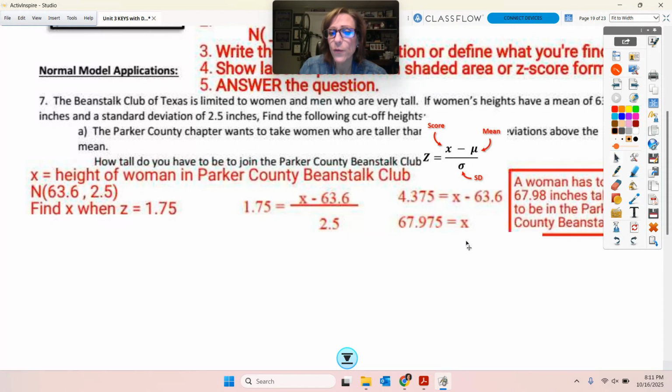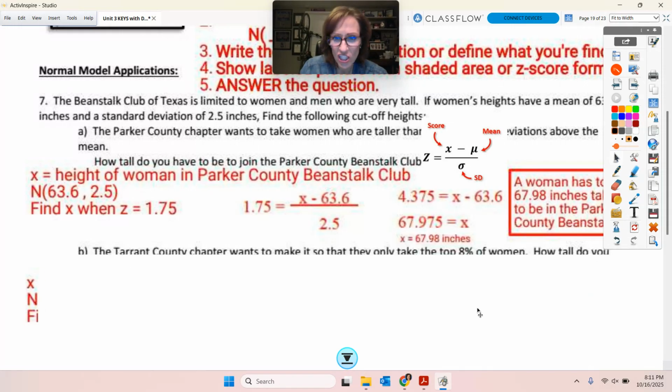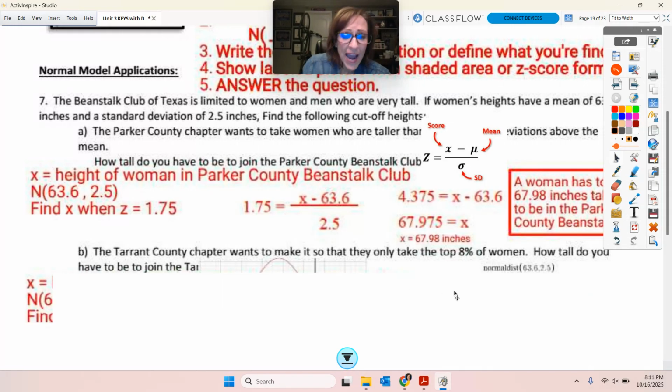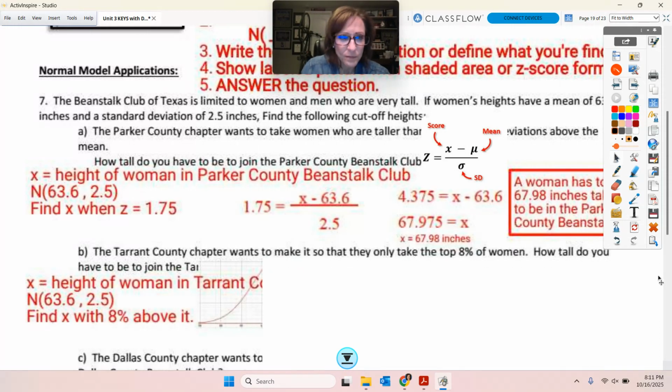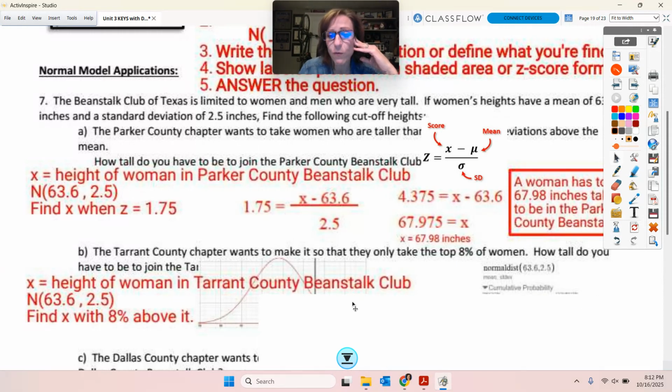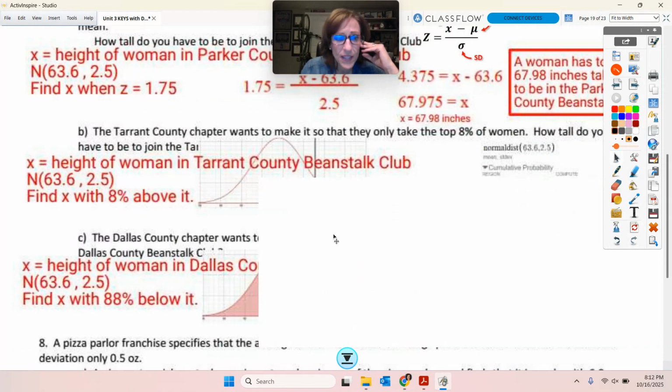67.975. So the woman will have to be 67.98 inches tall. All right. How about this one? If Tarrant County wants to make it, so Tarrant County, so it's a different county, and they have different qualifications for the Beanstalk Club. So here we go. They want to make it so that only the top 8% of women can be in the Beanstalk Club. So there we have something different.